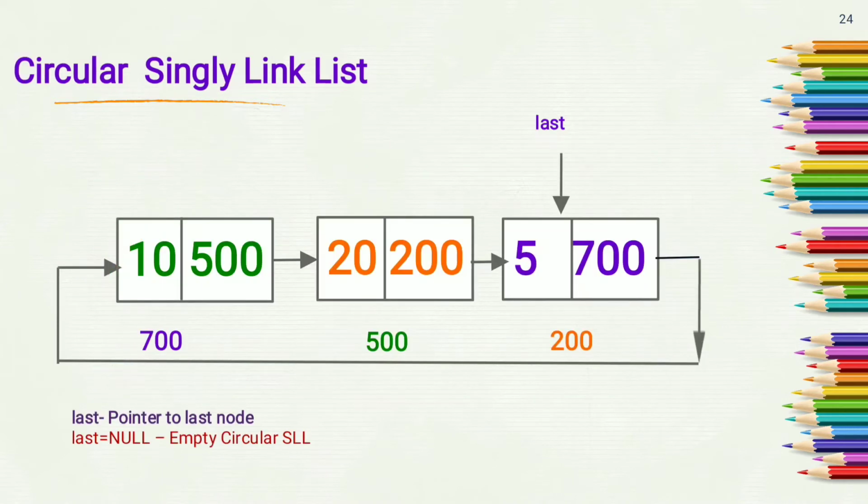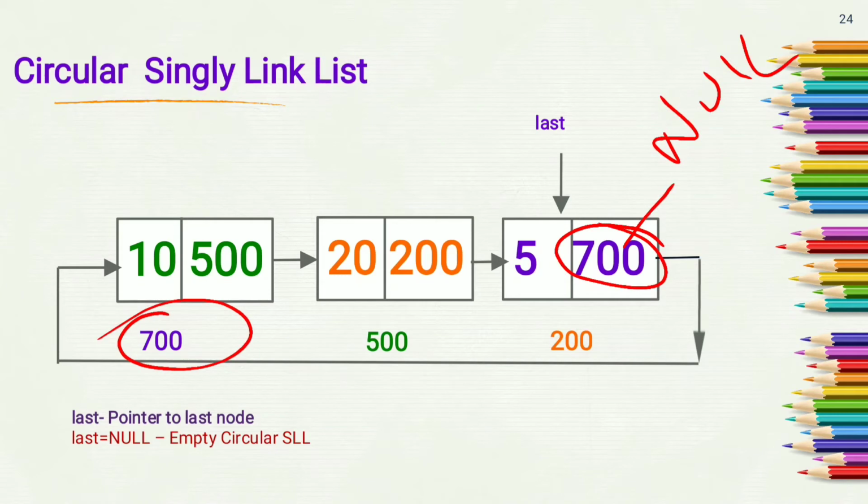In circular singly linked list, same as singly linked list, each node contains two fields. First is the data field and second is the link field. But the last node of a circular singly linked list contains the address of the first node. While in singly linked list we saw the last node's link field contains a null value, here instead of null, the last node's next field contains the address of the first node.